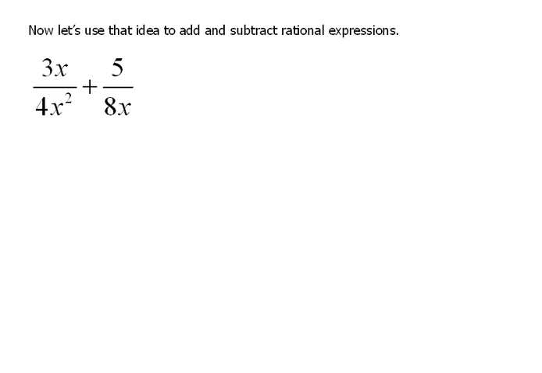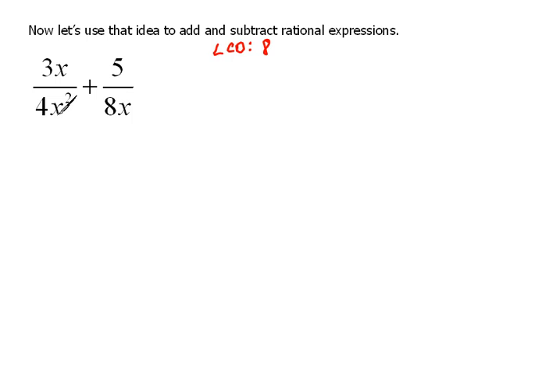Alright, so here we go. Now we're going to use the idea of least common denominators to help us add and subtract rational expressions. So the first thing that we need to do is identify what our common denominator will be. Looking at these two denominators, as far as numbers, it would be an 8.